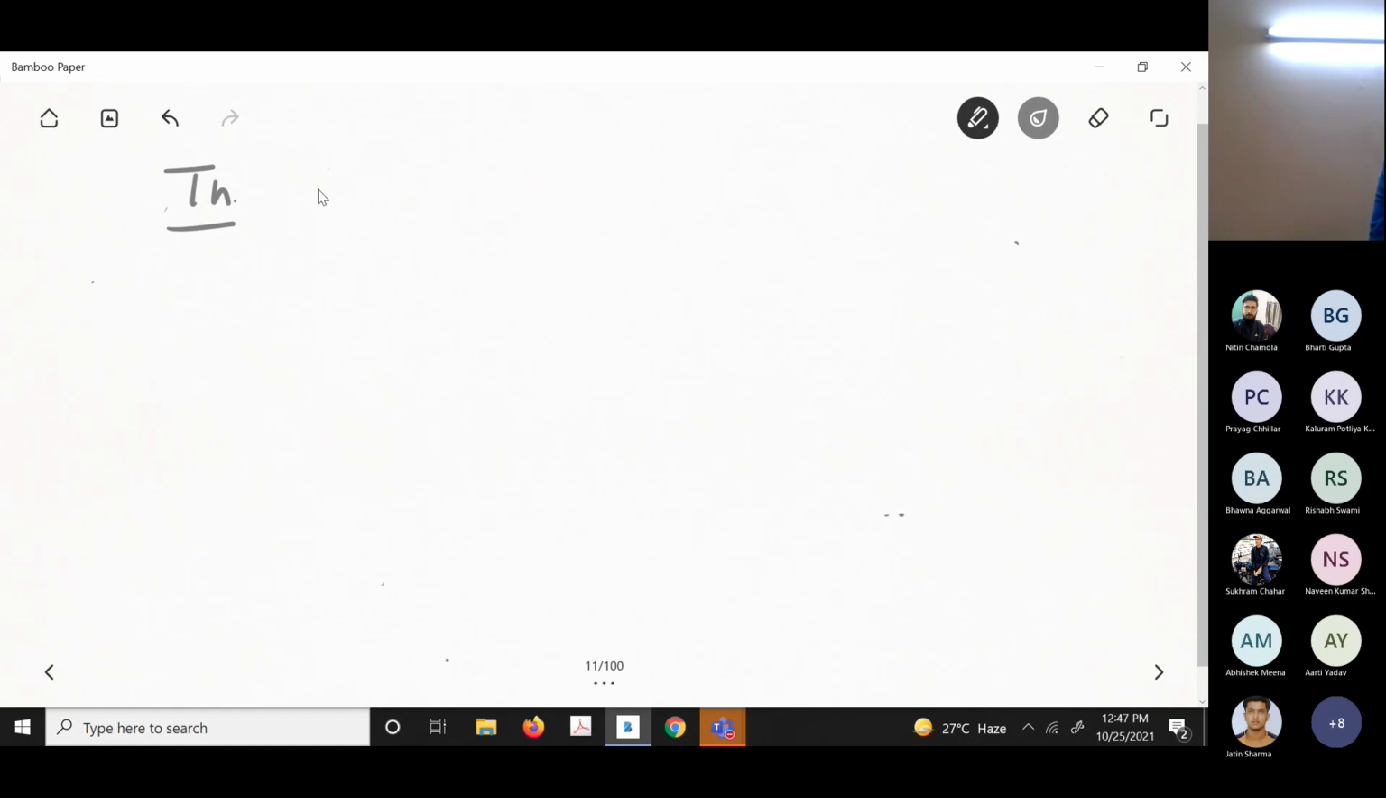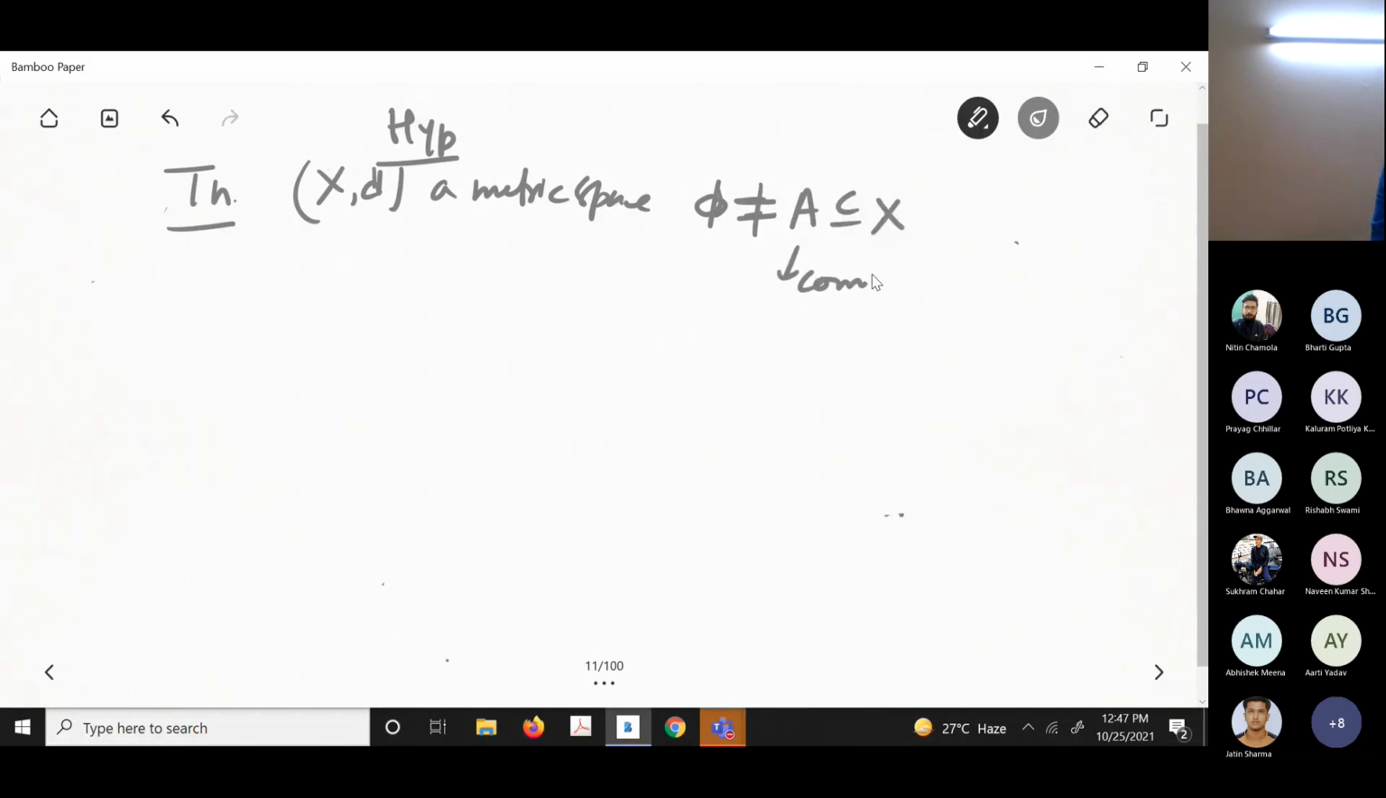So here the result is this: X, d is a metric space, this is the hypothesis, A compact. Then the conclusion: every open cover of A has a Lebesgue number.